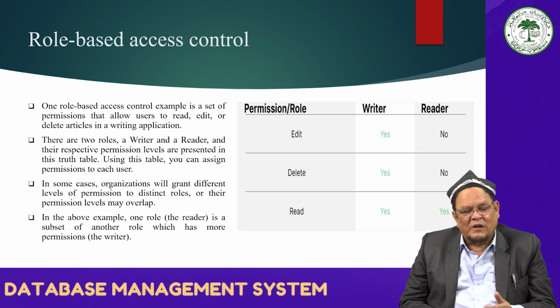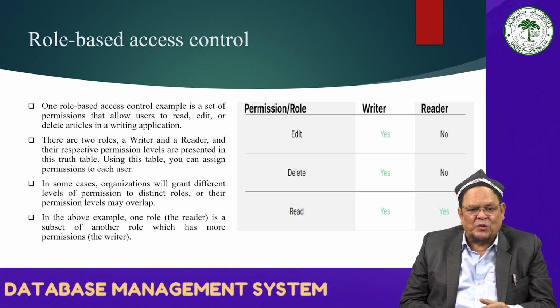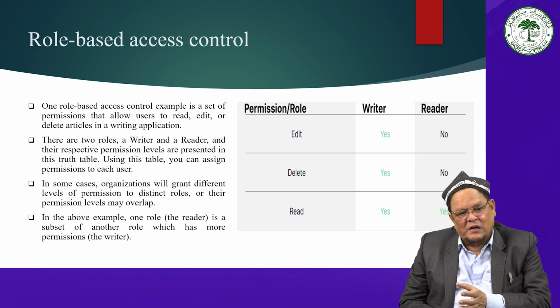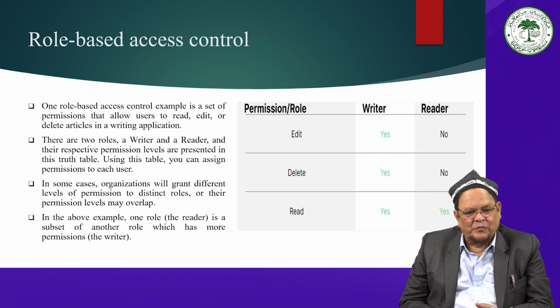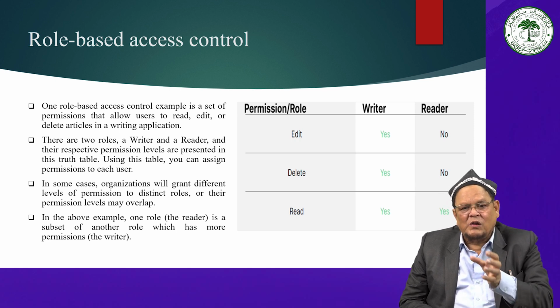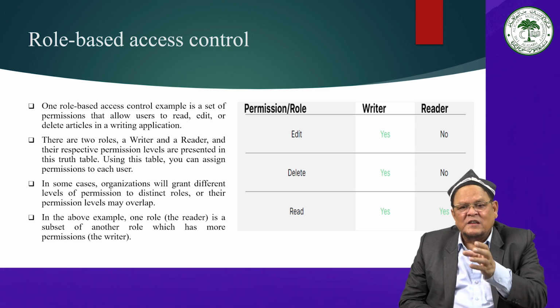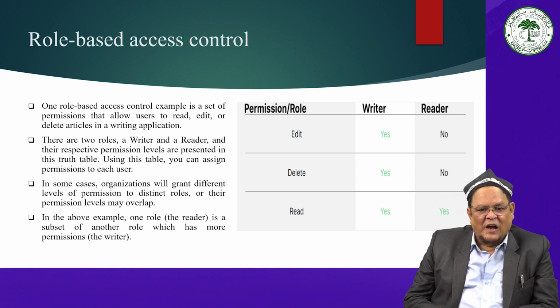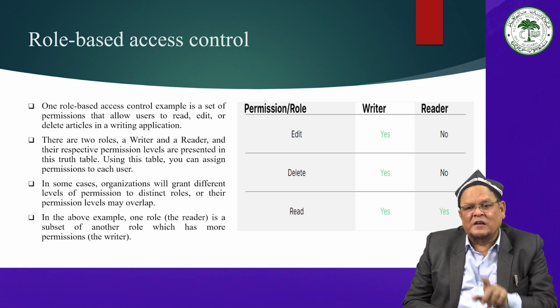This is a role-based access control example. In some cases, an organization will grant different levels of permission to distinct roles, and sometimes the permissions will overlap. The reader is a subset of the writer in that case, and the writer has more permission than the reader here.